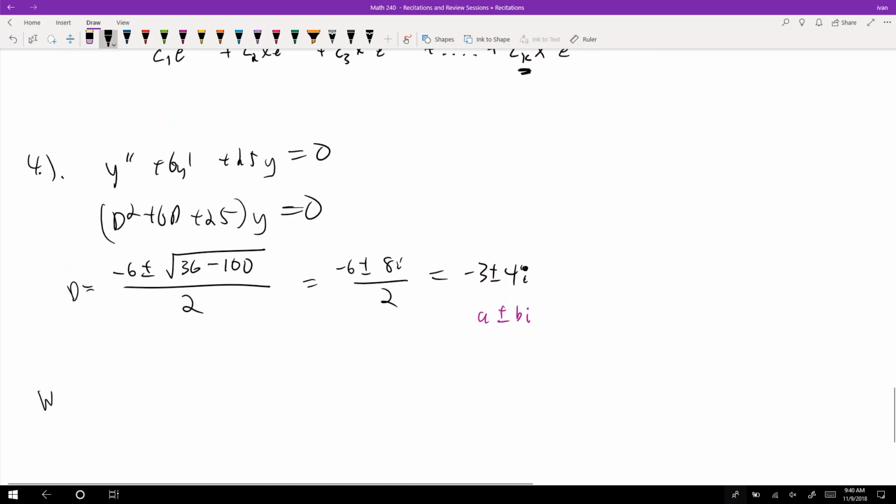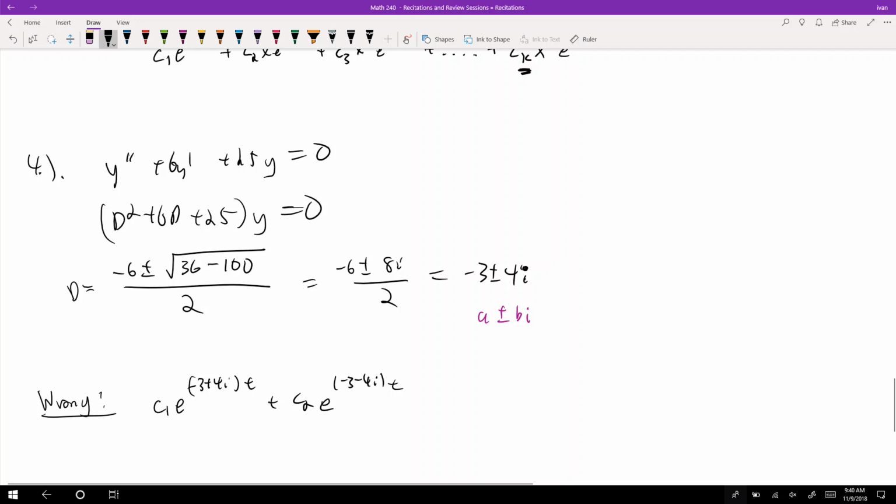Okay, here's a wrong solution. C1 e to the -3 plus 4i t plus C2 e to the -3 minus 4i t. It's really tempting to do this, and it's technically correct when you're taking the roots and just putting them in, right? The reason it's wrong is because it can be simplified.